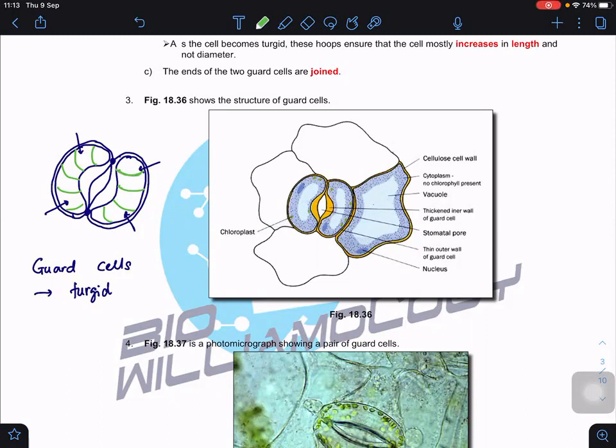So how do they expand? They expand in terms of the length. But when they expand in terms of the length, they also have this. Can you see that? The joint and also the uneven thickness. So this makes sure that when the cells become turgid, they tend to curve more. Therefore, they open the stomata. Okay, so this is how the structure actually helps in terms of the function.